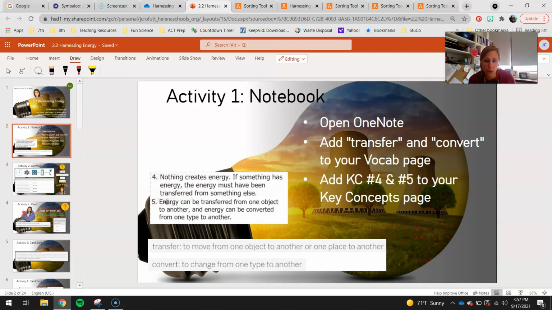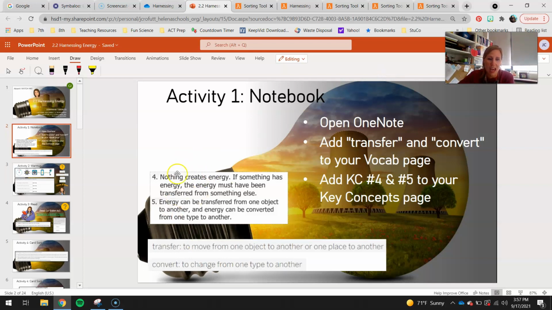Transfer is to move from one object to another or one place to another. So when we talk about using a battery to operate a flashlight, that battery is transferring its energy into the flashlight so the flashlight can work. And it's also converting as well because we're moving between two different types of energy. So the definition of convert is to change from one type to another. The battery is potential energy and the flashlight itself has light energy. So we're transferring from potential to light energy in order to get that flashlight to shine.